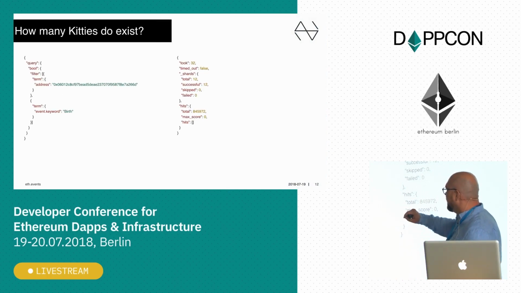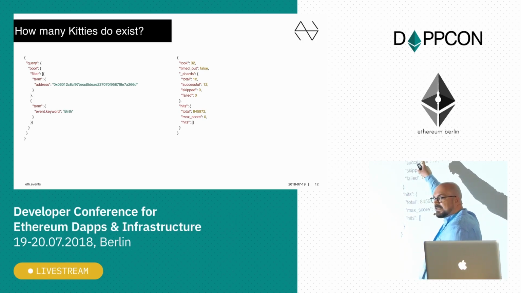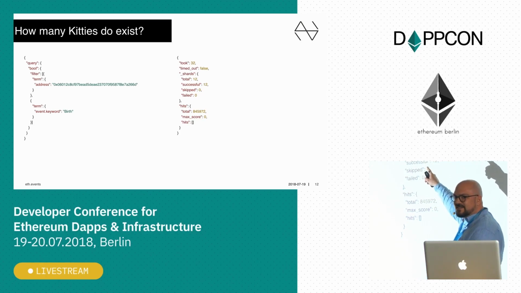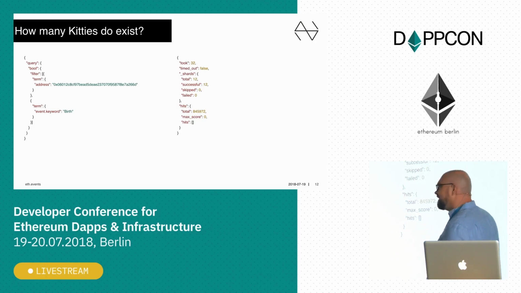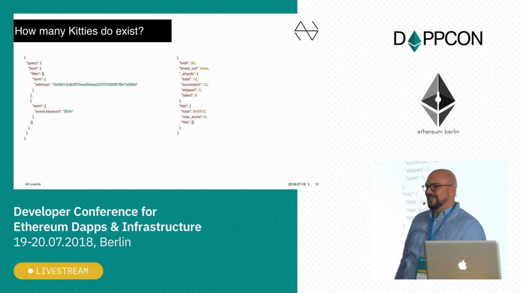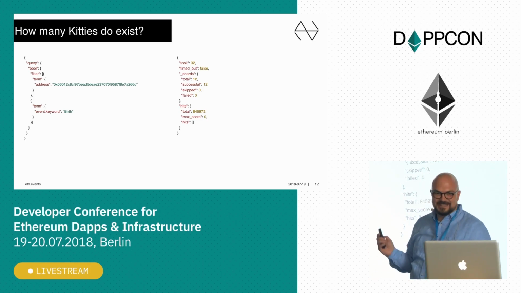We have, again, the CryptoKitties address, and we're looking for the birth event. And in the end, the result, you can see it took 32 milliseconds, which is a bit faster than using the Geth client directly, and it gives us around 850,000 kitties that are in existence. This is not exactly the number that's on the CryptoKitties webpage. I'm not sure why. Maybe they are hiding some special cats, but yeah, it adds up at some point.